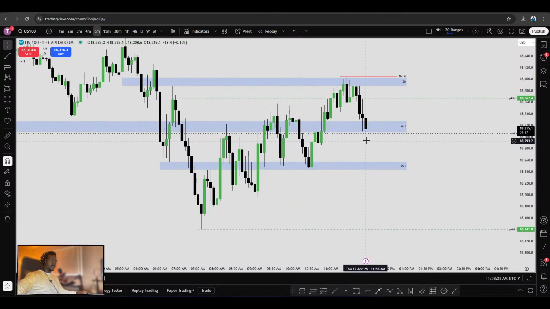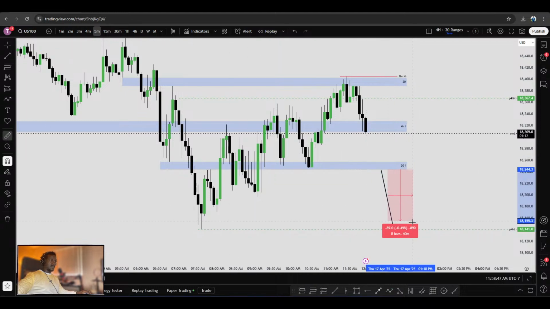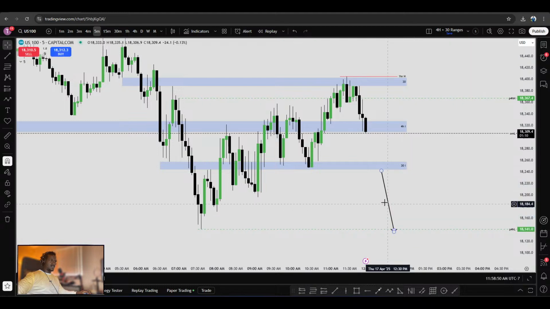So if we keep on going down, this is a walk in the park right here, especially if we close below this 30-minute zone over here. That can be a nice range to take a trade down here. 100 points. Like literally no gaps on the 5-minute time frame.